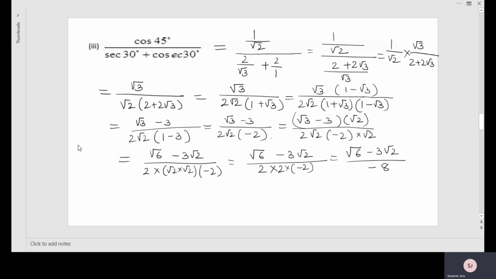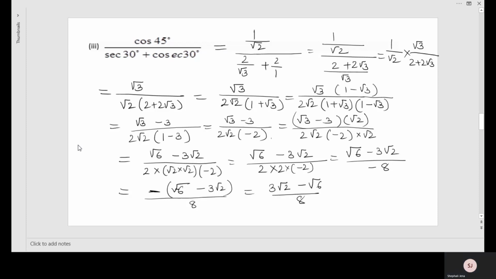Okay, minus 8. The upper part has a plus sign, so plus divided by minus is minus. So the minus will go up. It will come minus, root 6 minus 3 root 2 inside the bracket, divided by 8. So it will come 3 root 2 minus root 6 divided by 8.